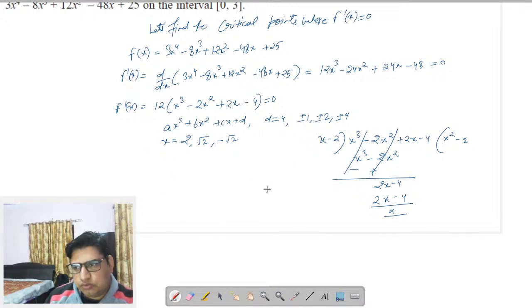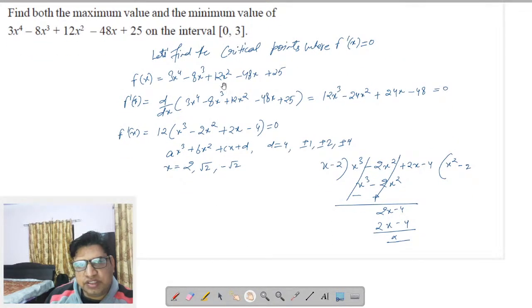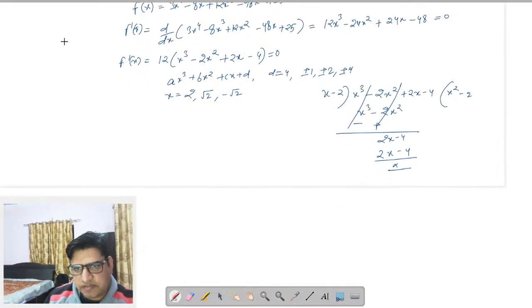And there are two endpoints as well, which are 0 and 3. Now we'll try to find the value of the function at all the critical points as well as at the endpoints. So here fx is given to us, and we'll find the value of the function. Start from minus root 2, that is the smallest value.